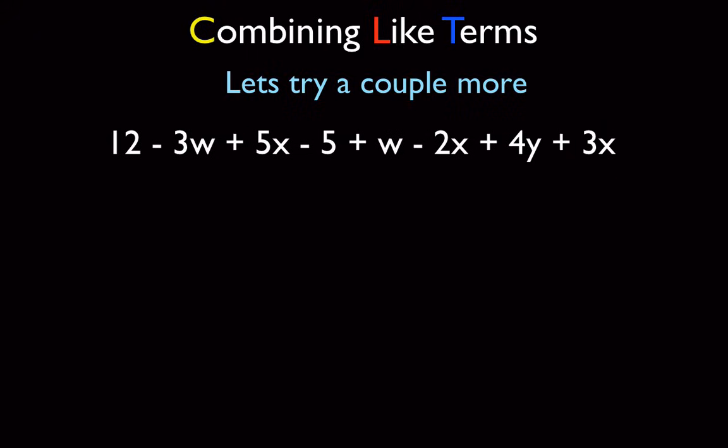Okay, so for me, I'm going to identify similar shapes. I go, hey, I got a 12, a negative 5, and that's it for the numbers. Now I'm going to move along to my W's. Put an oval around those. Now I'm on to my X's.